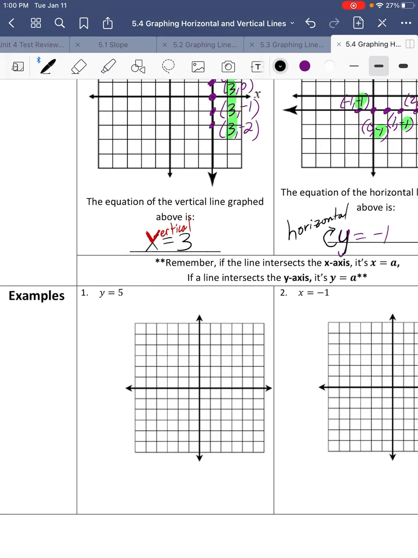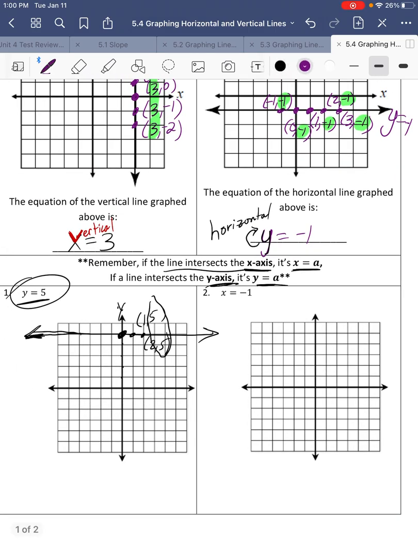So y equals 5. Another way to do this: if the line intersects the x-axis, it's x equals. If the line intersects the y-axis, it's y equals. So y equals 5. If I go up on the y-axis, up 5, 1, 2, 3, 4, 5, y equals is a horizontal line, and there your graph is. That is a pretty ugly graph. You can always check this by looking at a couple points. That's (1, 5), (2, 5). What's in common? The y value is 5. So that's a good answer.